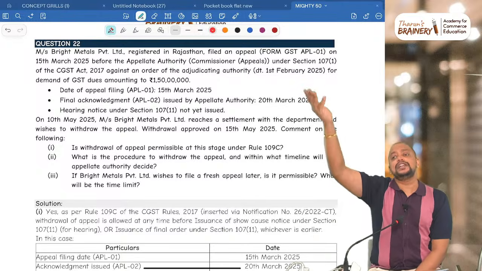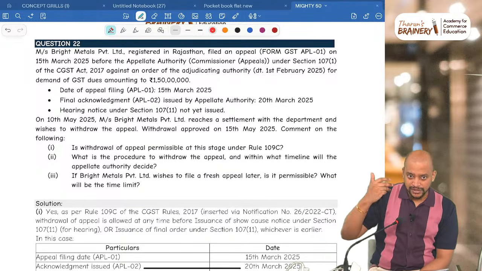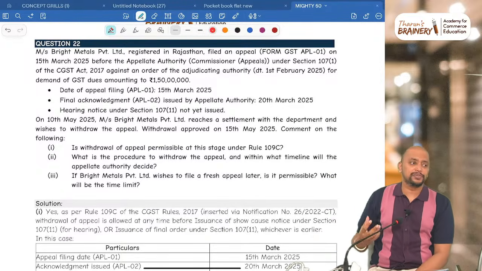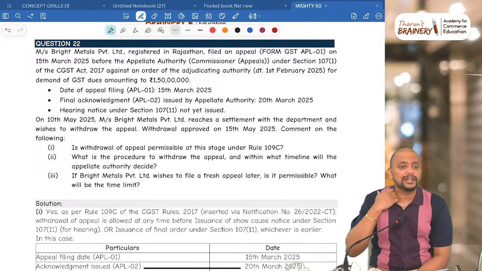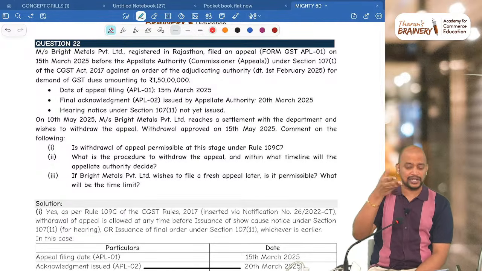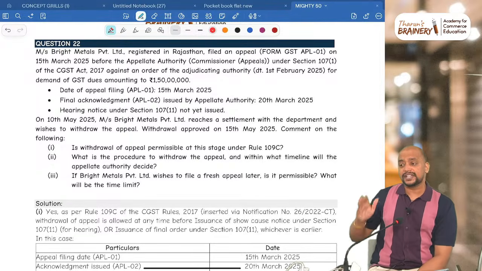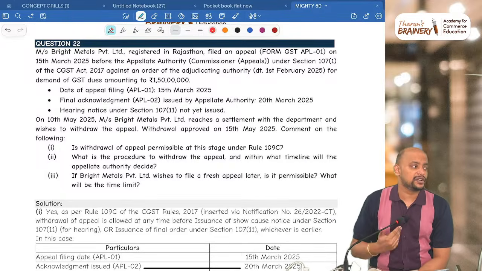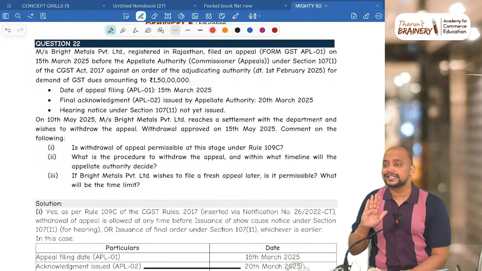Further appeal is only possible, because based on that, why are you withdrawing? Because there is a kind of settlement that is happening with the department, and like that. So therefore further appeal is only possible, but here withdrawal is not possible. So all the conditions here are satisfied.